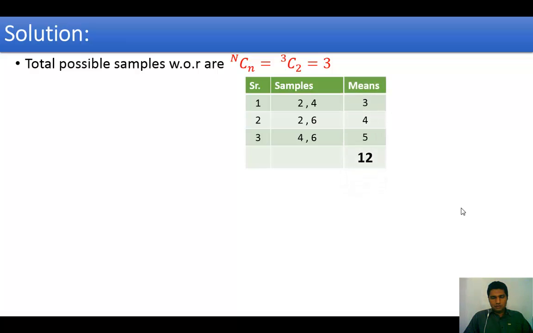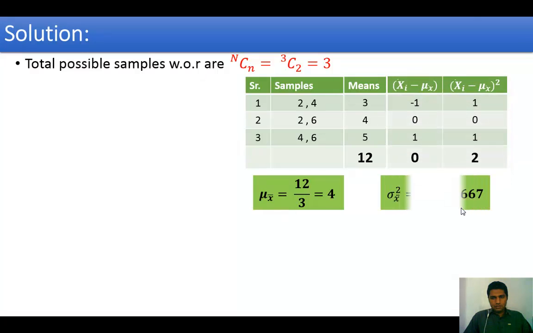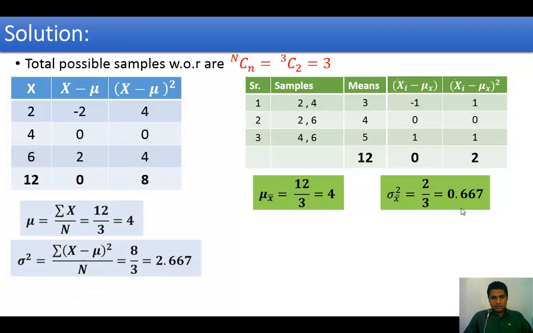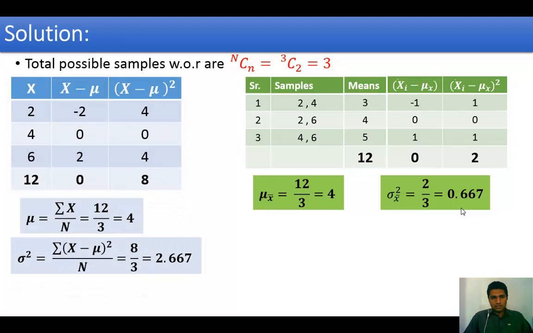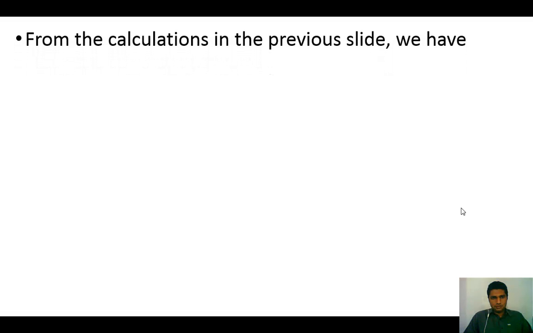Take the mean of these samples. The procedure is the same. Mu of x bar is equal to, this time, 12 divided by 3, and that is 4. Similarly, we will take the variance of x bar, and we have already computed the mean and variance of the population. That will stay the same because the population is the same in this case. After calculating the mean and variance of all possible samples and the mean and variance of the population, we'll move to the next slide and verify the properties.